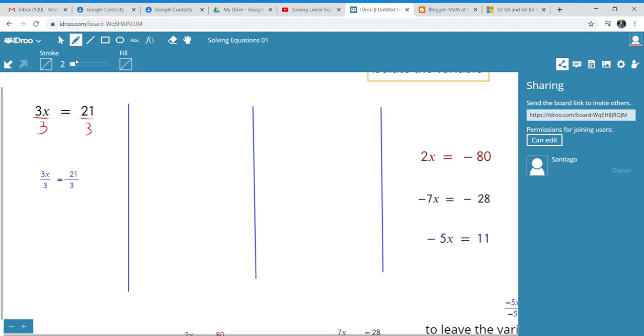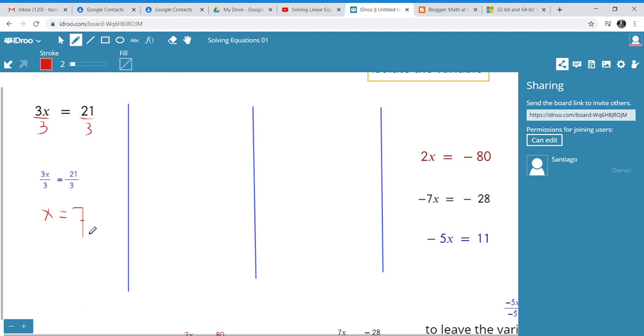How much is 3x divided by 3? Okay, you know that you divide the coefficients and the literal part. The literal part here is nothing, so it is x. So the solution of this is x. And what is the solution of this part? 21 divided by 3 is 7. So 7 is the solution of this equation.